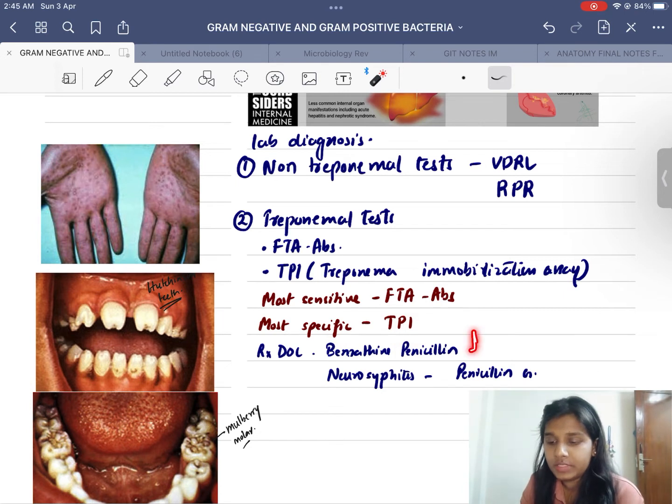The most sensitive test here is the fluorescent treponemal antibody test, and the most specific test is the treponemal immobilization assay. Drug of choice for syphilis, a very commonly asked question, is benzathine penicillin, except for neurosyphilis, in which you have penicillin G, the injectable form.